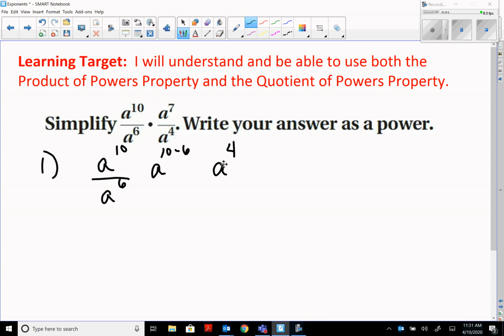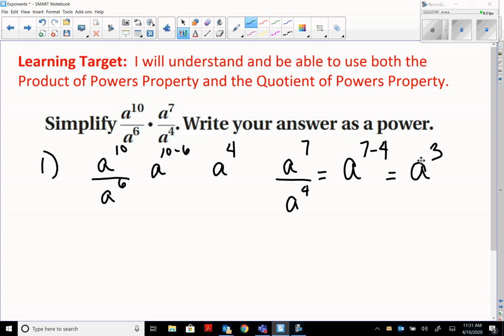And then the second fraction, which I'm multiplying by this, is A to the power of 7 divided by A to the power of 4. And again, I have the same base, and I am dividing. So I'm allowed to subtract the exponents. 7 minus 4, which is 3. So my simplified version using the quotient of powers property is A to the 3rd power.